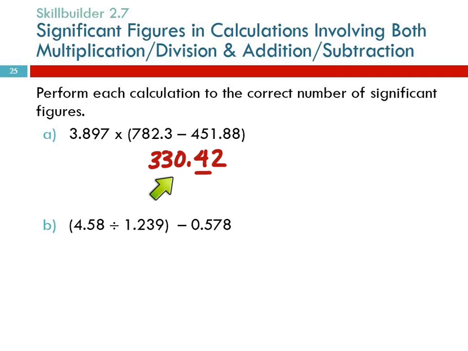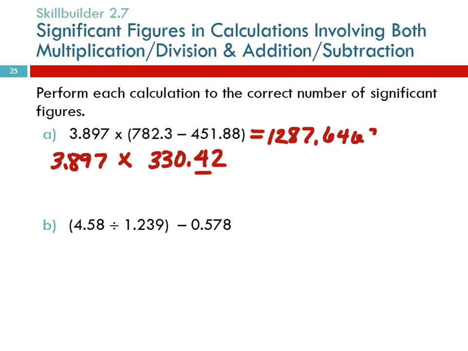Then we're taking this number times that number. So we're going to finish out the calculation. I'm going to go times 3.897 equals, and my calculator gives me this big old mess. 1287.64674. If I make a mistake, just holler at me.